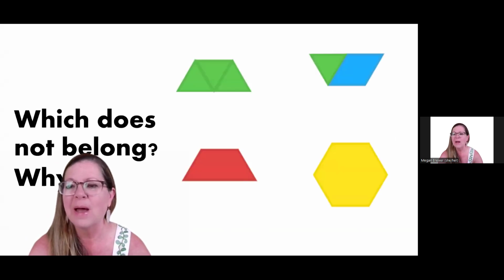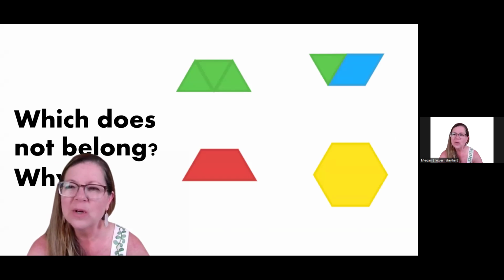Here's another example of the math routine which does not belong. Which one do you think doesn't belong? Did I give you enough time? These are pattern blocks. And as a side note, you're probably going to want to have, I would say, really for all, I would say K through 6 should have pattern blocks because they're foundational for kindergarten, first grade, second grade, for shapes, talking about different characteristics and attributes of shapes, but also fourth, fifth, and sixth grade can use pattern blocks to work with fractions.